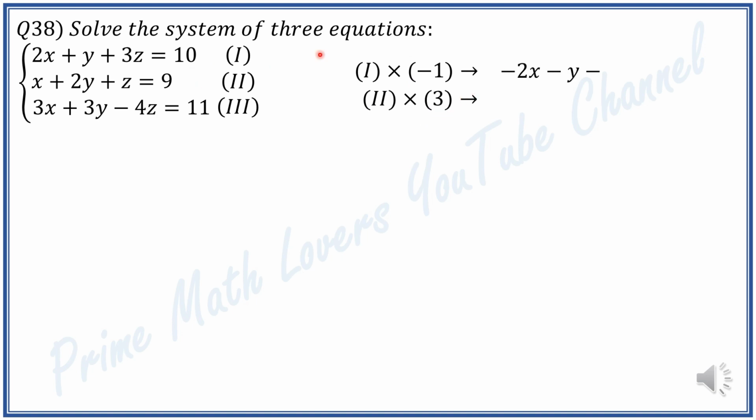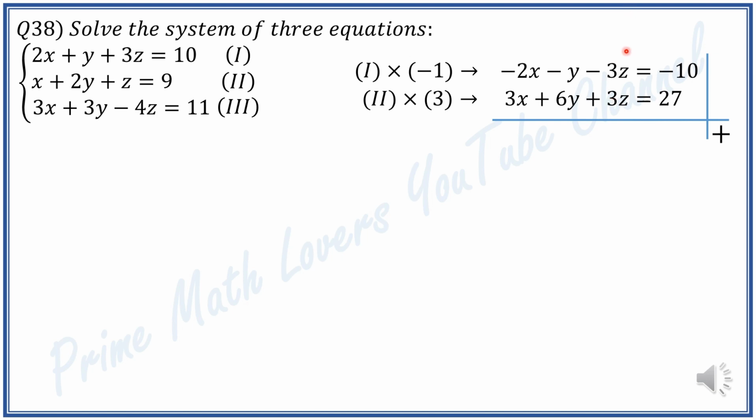If we multiply both sides of the first equation by -1, we get -2x minus y minus 3z is equal to -10. And by multiplying the second equation by +3, we get 3x plus 6y plus 3z is equal to 27. Now we add these two new equations together.